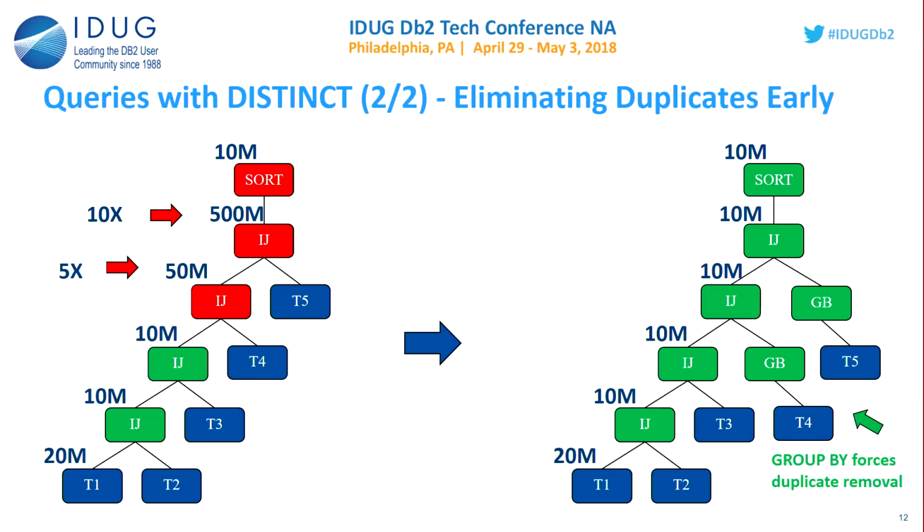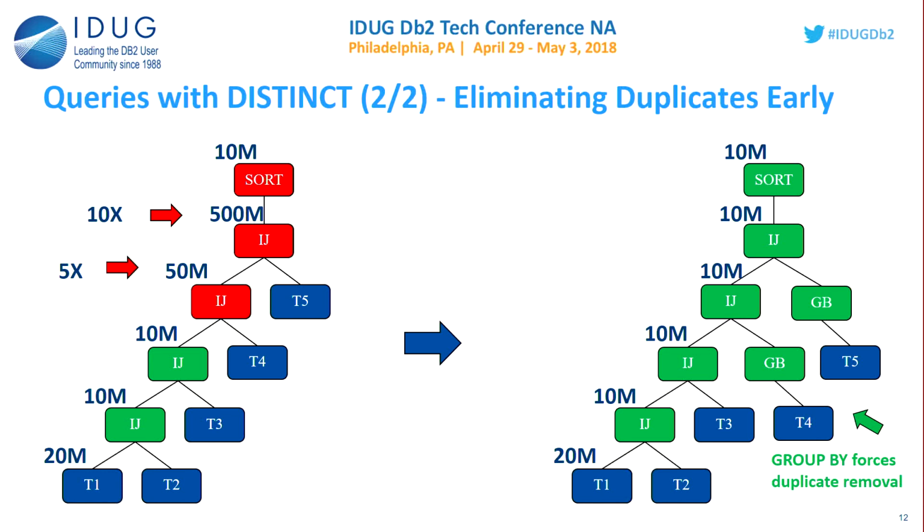So these are projects that we are looking at in the context of column store, and things will change in the future, but this is what I would recommend if you do see a problem with too many duplicates going through the plan.